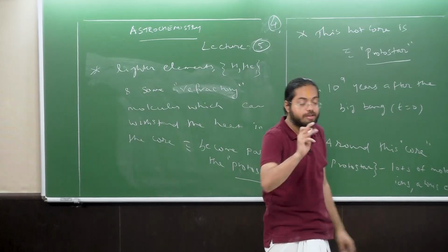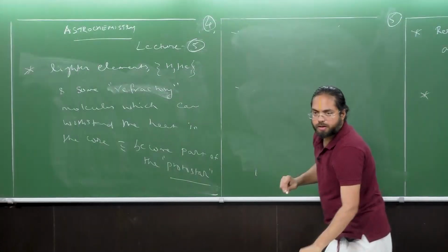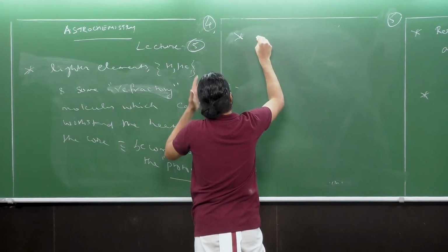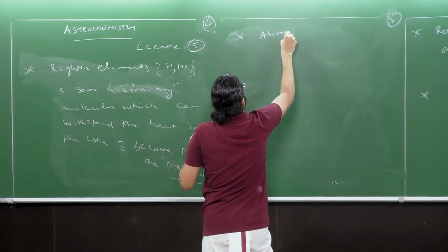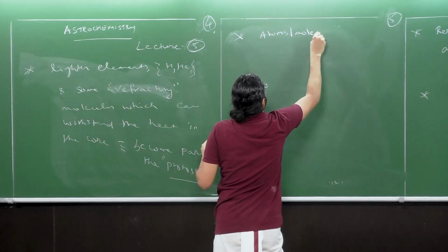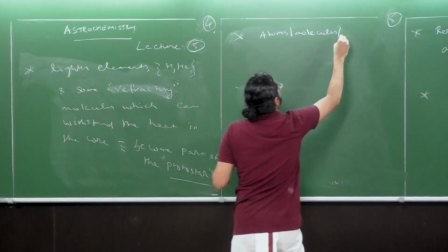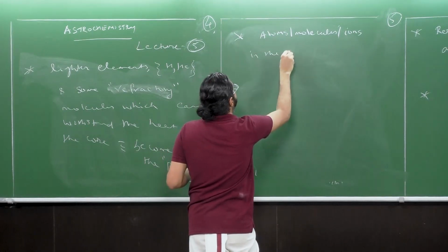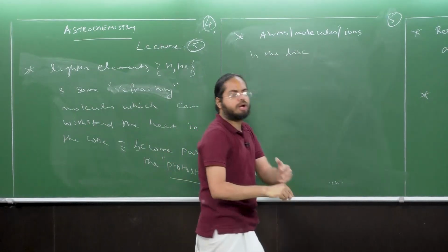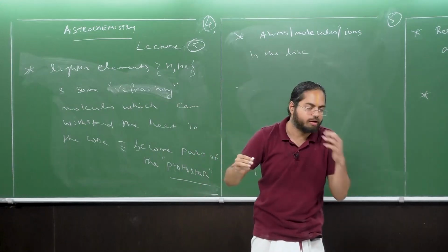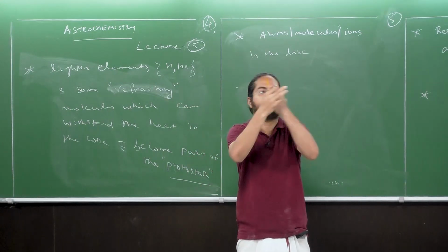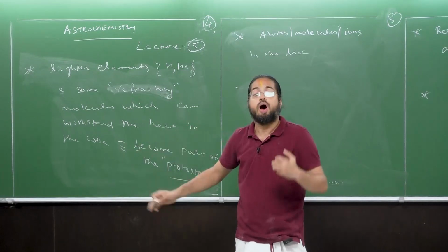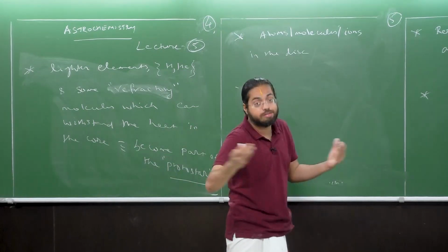But what happens in the disk is even more interesting. The atoms, molecules, and ions in the disk can continue to be part of the disk as long as they are held under the influence of the gravity of the protostar. However, some of them can escape too, right?